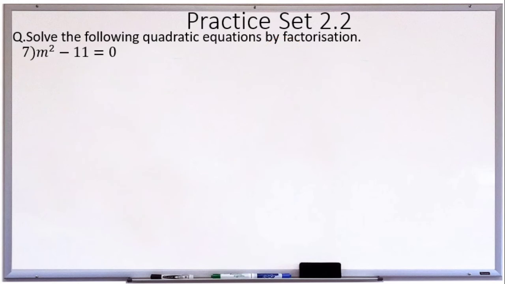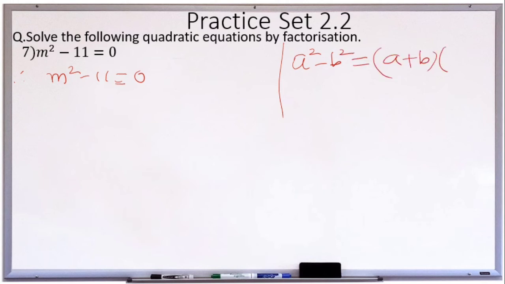Okay. Now question number 7. So it is similar to question number 6. m square minus 11 equal to 0. Very easy question it is. Therefore we write m square minus 11 is equal to 0 as it is. Then again by using the formula that a square minus b square is equal to a plus b into a minus b. So again we are using it.